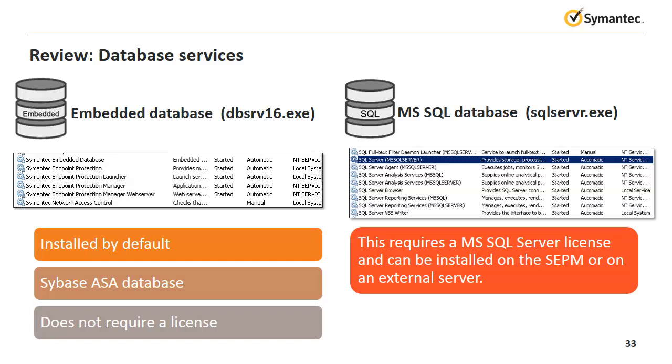Take a look at the SEP database options. Symantec supports two database engines. When chosen, an embedded database runs on Sybase ASA that is installed by default on the SEPM. Symantec recommends this database for smaller installations with less than 1,000 clients and with a maximum of 5,000 clients. The installation sets the password for both the SEPM administrator and SEM5 DBA.